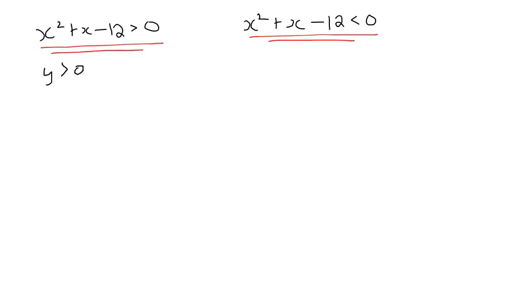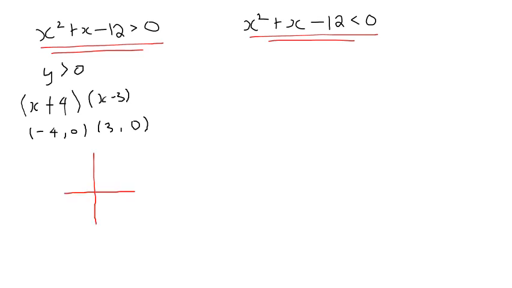And for x, we know that if we factorize the equation we have, it would be (x plus 4)(x minus 3). So because of this, we know our x-intercepts are (negative 4, 0) and (3, 0). Now we draw up our graph as we always do with inequalities. We plot our x-intercepts. Now we just label them.